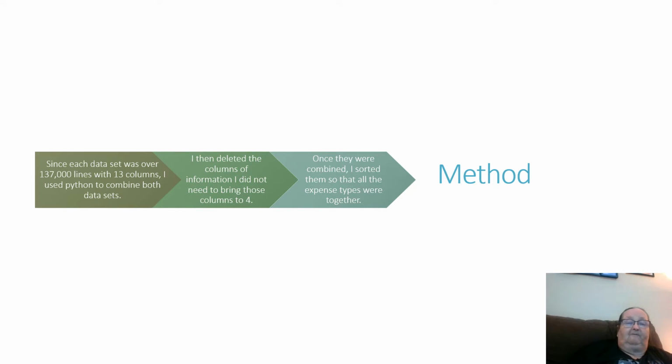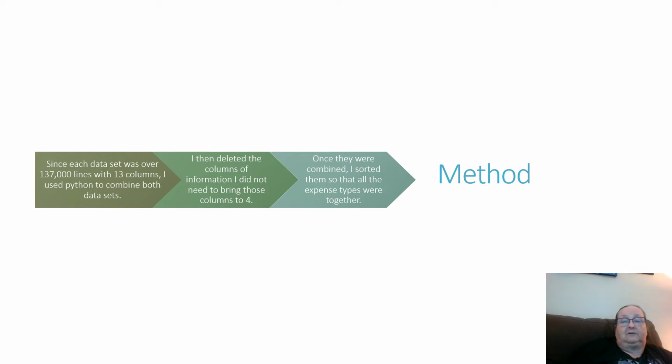I went about this first of all by looking at each of the data sets. Both data sets were over 137,000 lines with 13 columns. I used Python to combine both datasets into one big dataset. I then deleted the columns of information I did not need to bring those columns from 13 to 4.